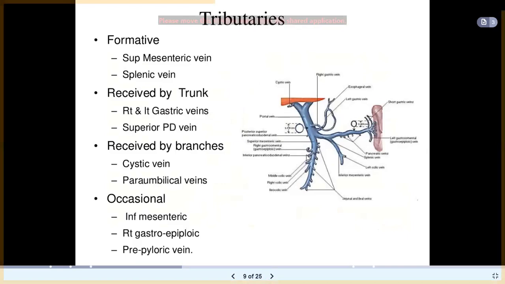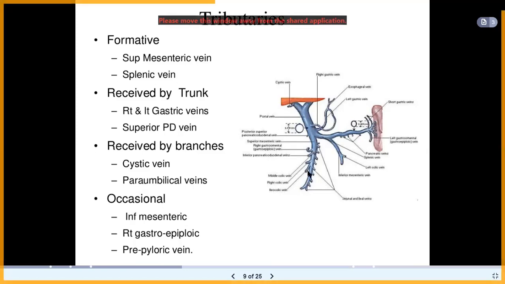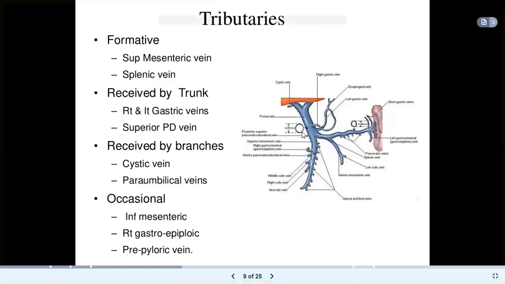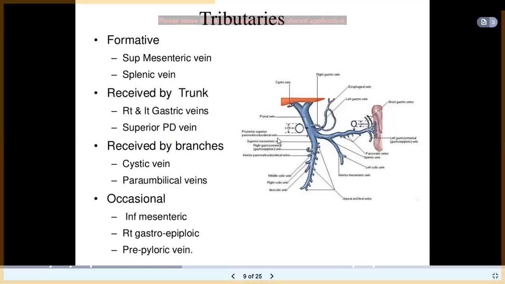Now, the various tributaries. We have formative tributaries, the main ones leading to the formation of the portal vein, that is superior mesenteric vein and splenic vein. These are received by the trunk. So this is the trunk of portal vein. Into this you will see the right and left gastric veins, and we are also finding the superior pancreatico-duodenal vein opening into this trunk.